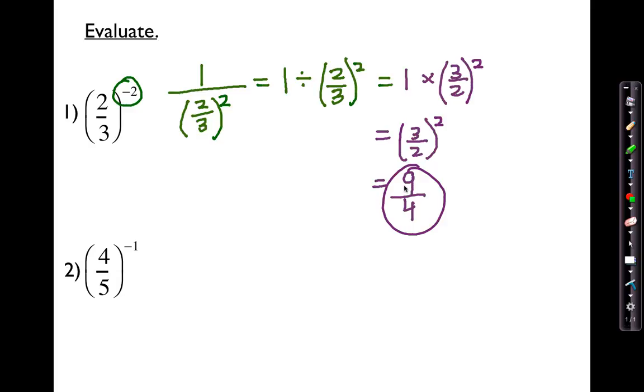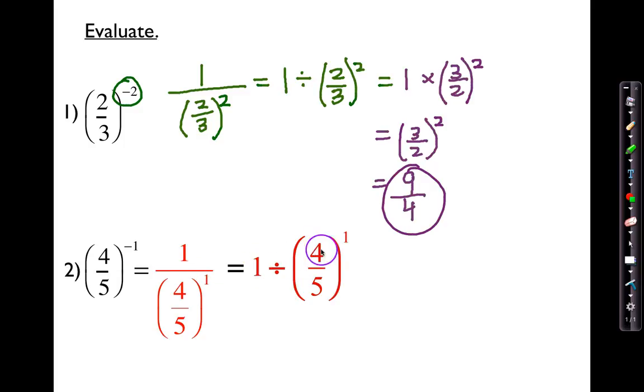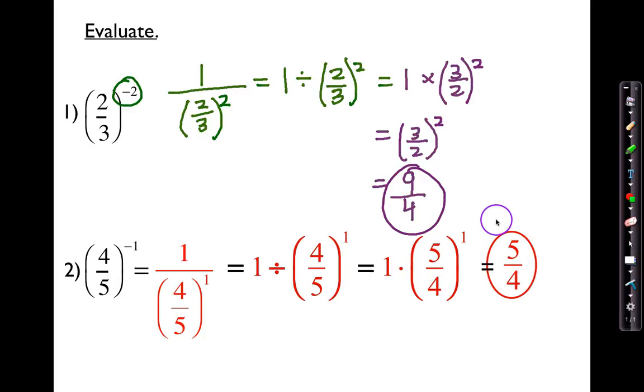Okay, let's see how well we did. Since you have a negative exponent, you're going to do repeated division. Notice when we do repeated division, this is now positive. Then we would rewrite this as 1 divided by 4/5 to the first power. Now we have to rewrite this into a multiplication problem, so it's 1 times the reciprocal. So your answer would be 5/4.